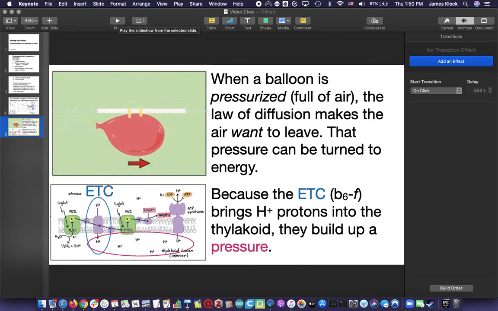And so plants are going to take that energy from the ATP and they're going to store it in a much more stable form called sugar.